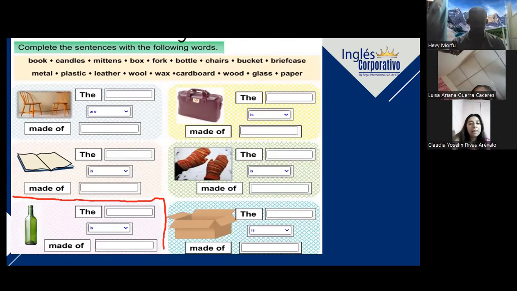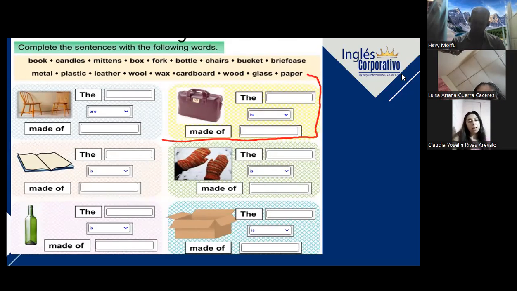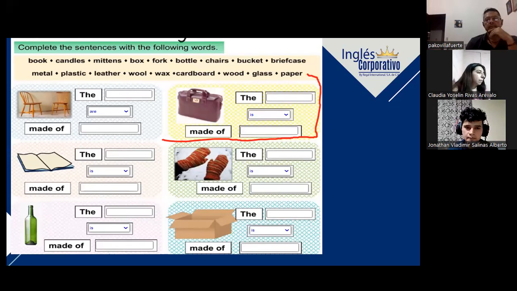So what else do we have in this? The next one. Este sería el siguiente. Vamos a ver. Bag. The briefcase is made of leather. Yes. Puede ser un briefcase, puede ser un bag también. The bag is made of leather. It's made of leather, okay. ¿Qué otro material podríamos usar? Could be plastic, rubber. Okay, maybe yes, yeah, maybe. We can use it.